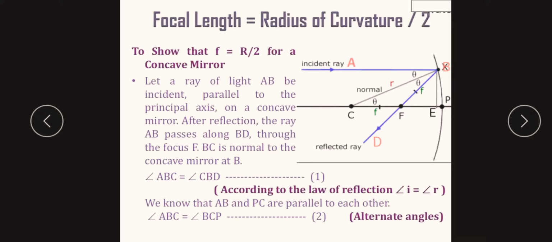As we know, AB and PC are parallel to each other. See here, AB and PC are parallel lines, as I told you in the consideration section.